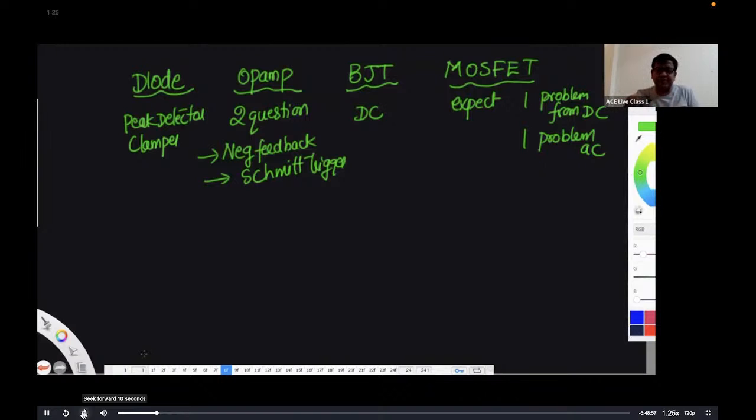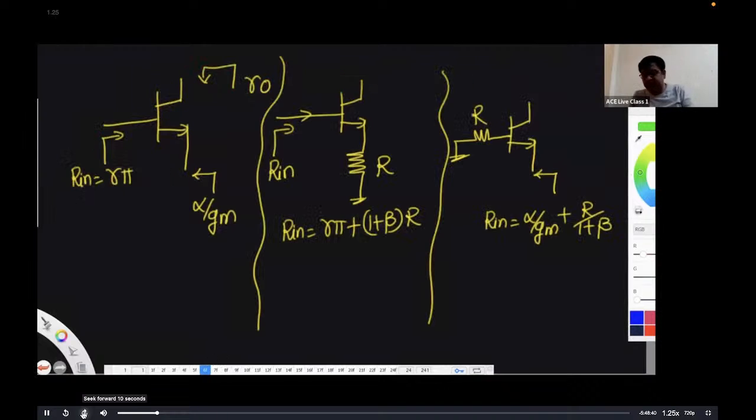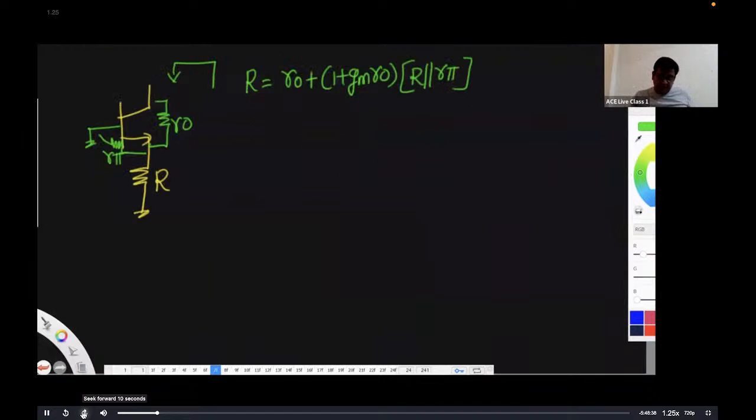MOSFET, DC and AC circuits. Op-amp negative feedback, you try to solve few with capacitor, without capacitor. Schmitt-Trigger, you see, that's it, right? 1 or 2 problems on DC analysis of BJT. Yeah, I was trying to say that these things, if you remember, then it is going to save time.